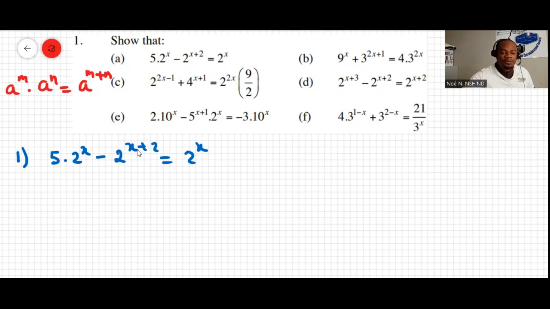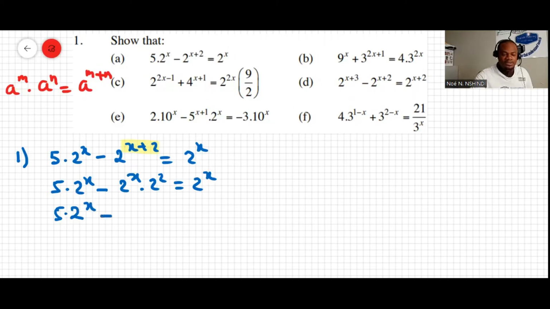So over here we have 2 to the x plus 2. We are going to split this into this. It's going to be 5 multiplied by 2 to the x minus, instead of me writing 2 to the x plus 2, I'm going to write 2 to the x times 2 to the 2 equal to 2 to the x. So now this makes 5 times 2 to the x minus 2 to the 2, we know this value is 4. So 4 times 2 to the x equal to 2 to the x. I just prefer to write 4 after 2 to the x because the variable is here. We usually write the variable after we write the constant.